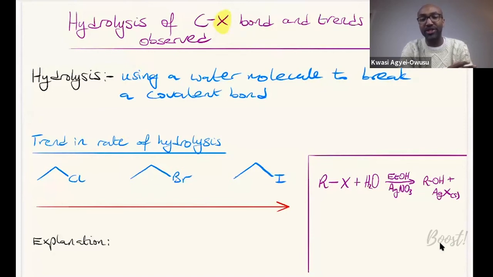And there is a distinct difference in the rate of hydrolysis depending on whether you've got a carbon-chlorine bond or a carbon-bromine bond or a carbon-iodine bond. And the red arrow I've shown underneath the three examples shows an increasing rate of hydrolysis. Okay, so we can annotate that red arrow. So we've got increasing rate of hydrolysis.